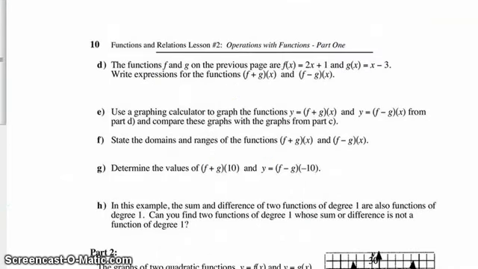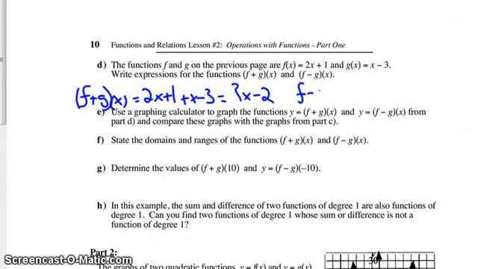So the functions f and g from the previous page are f at x equals 2x plus 1, and g at x equals x minus 3. Write the expressions for the functions. So now we actually get to put in real functions, not just a table of values. What is f plus g at x? Well, that's simply going to be 2x plus 1 plus x minus 3, which would be 3x minus 2. And what is f minus g at x? Well, f minus g at x is 2x minus x, which would be x, and 1 minus minus 3 would be plus 4.